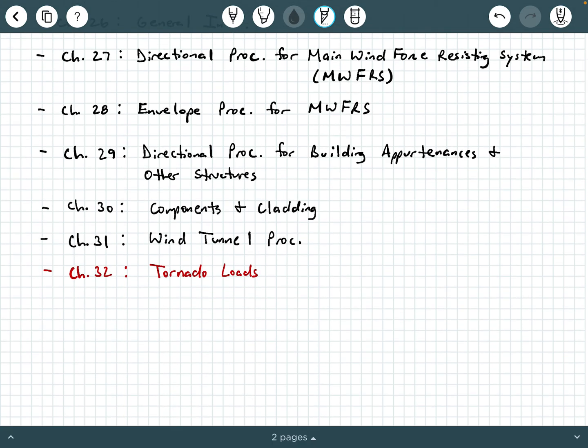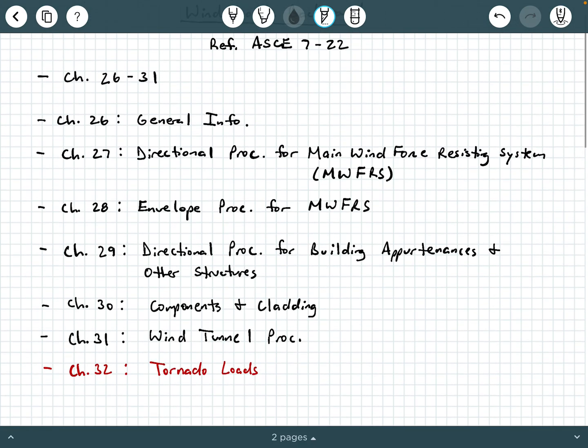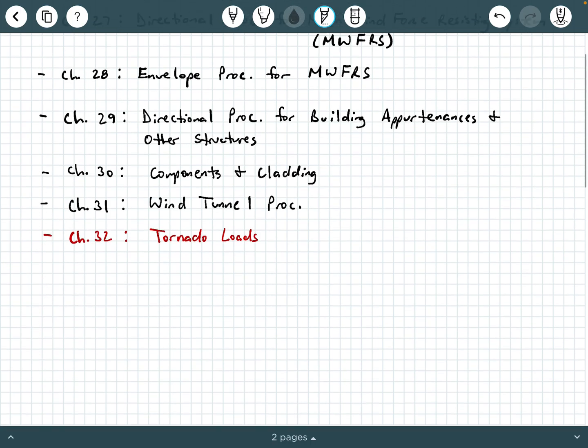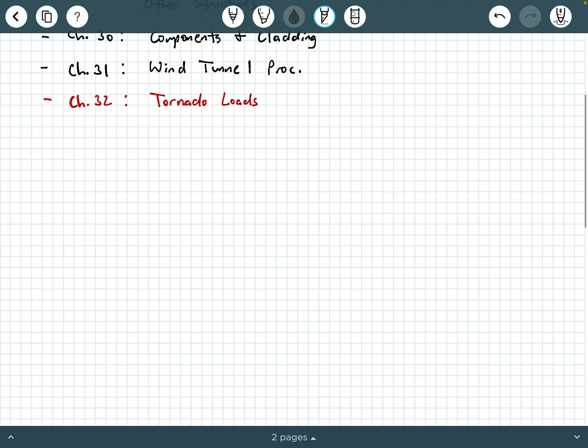So let's go ahead and go into a little bit more detail on Chapter 26. A lot of what we're going to talk about in the rest of this video ties back into the general information of Chapter 26. And again, Chapter 26 is super important because all of these other chapters, 27 through 31, especially 27 through 30, tie back in to the general information that is in Chapter 26. So we really need to get comfortable with Chapter 26.